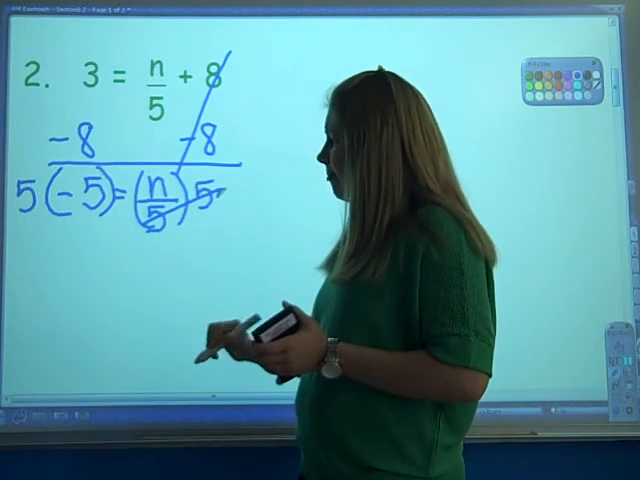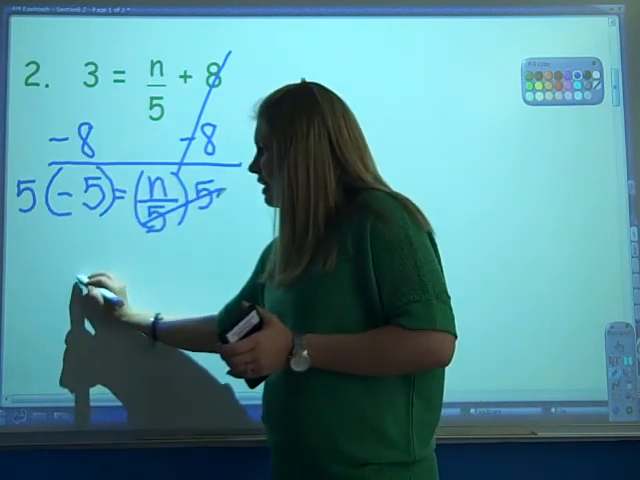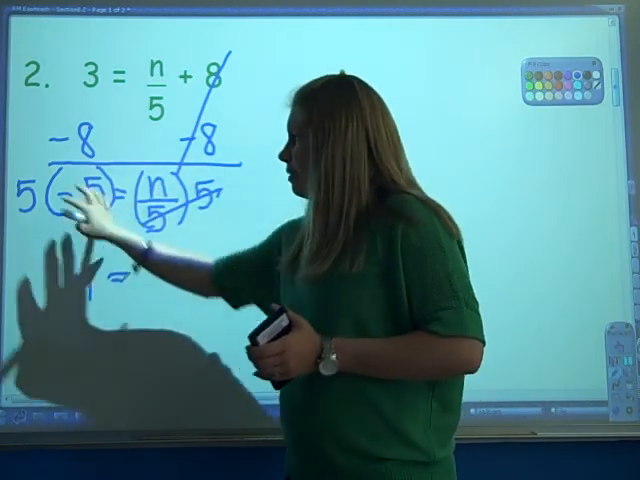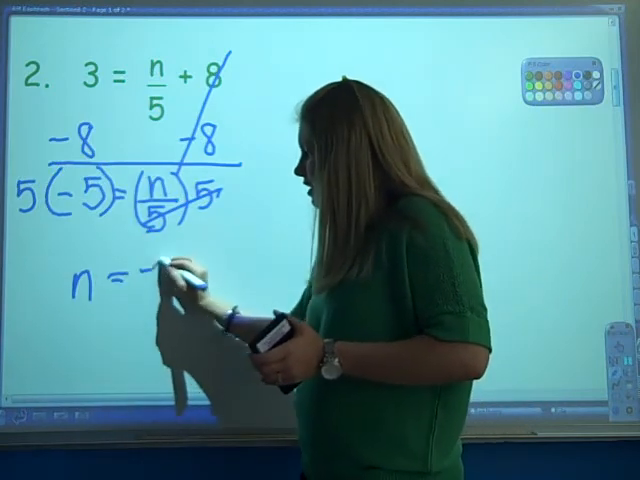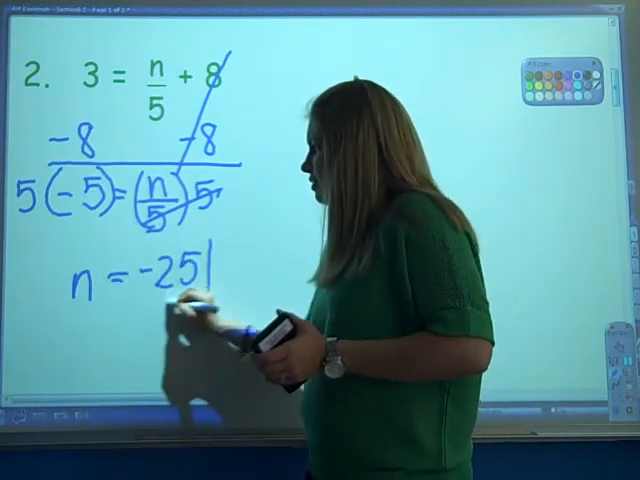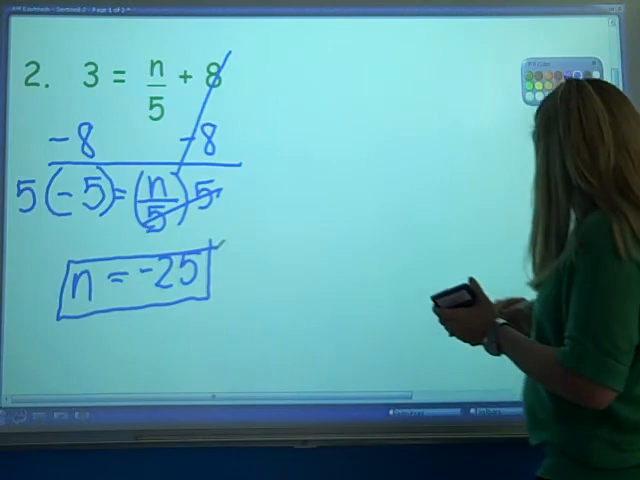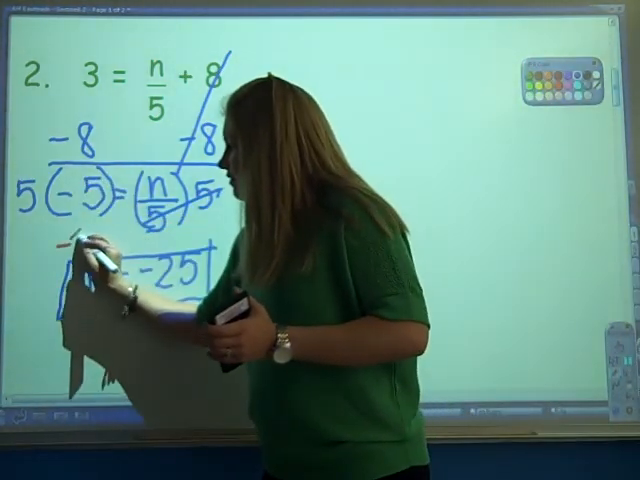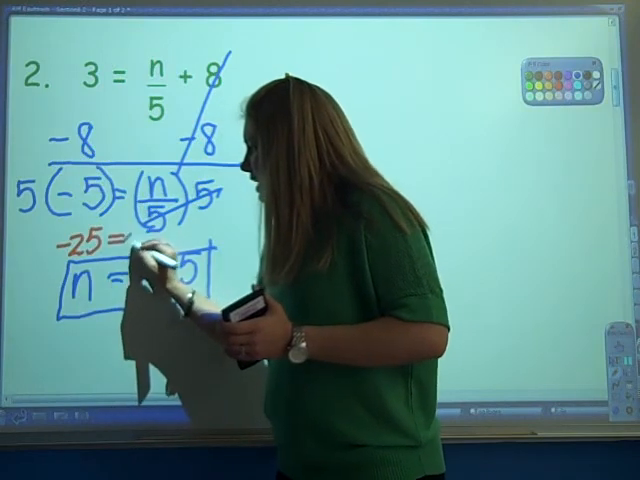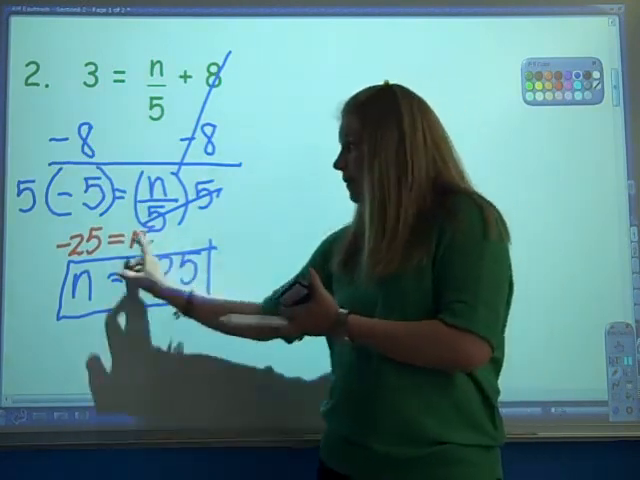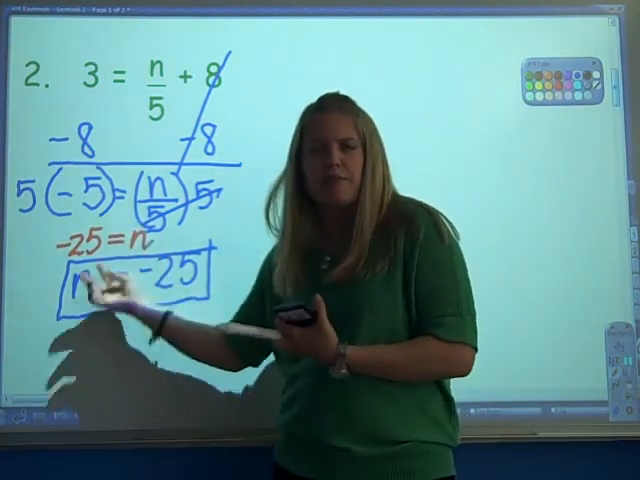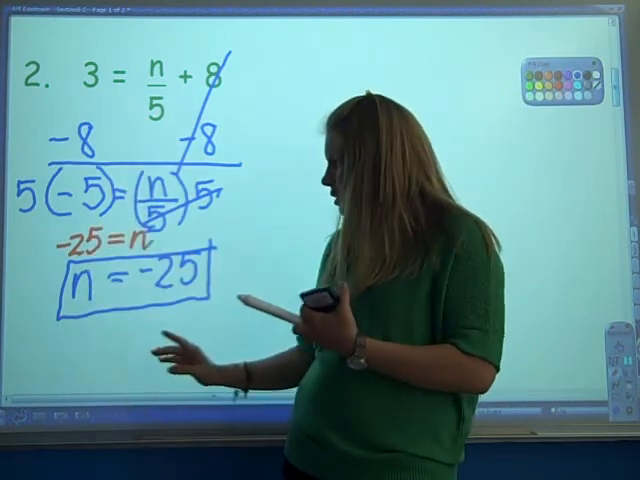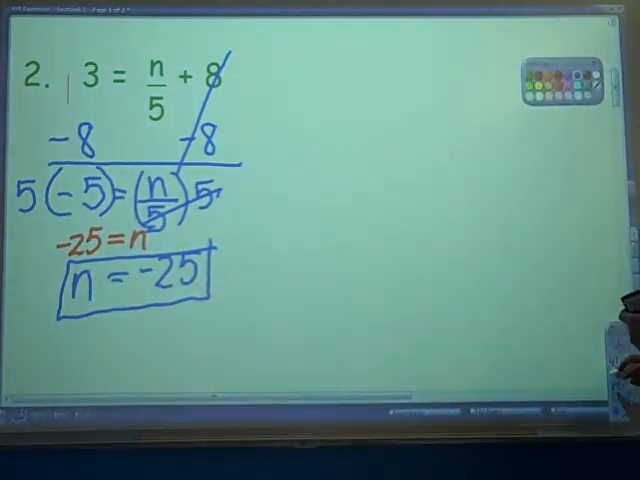Cancel that out. I'm going to bring my n over to this side, and I'm going to bring my 5 times negative 5 over here and get negative 25. If you prefer, and you get a little confused with that last step, and you want to write negative 25 equals n, and then flip it on another line, that's fine as well. If it helps you to rewrite it again, that's okay with me. Then you're going to do your check.